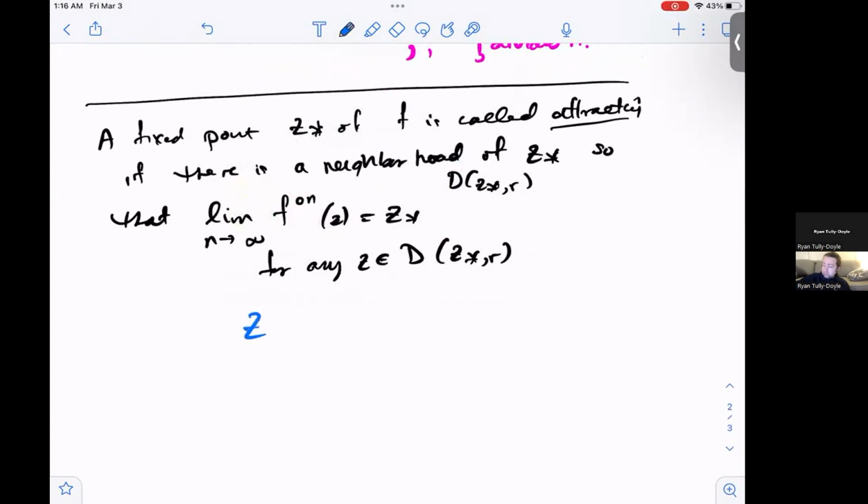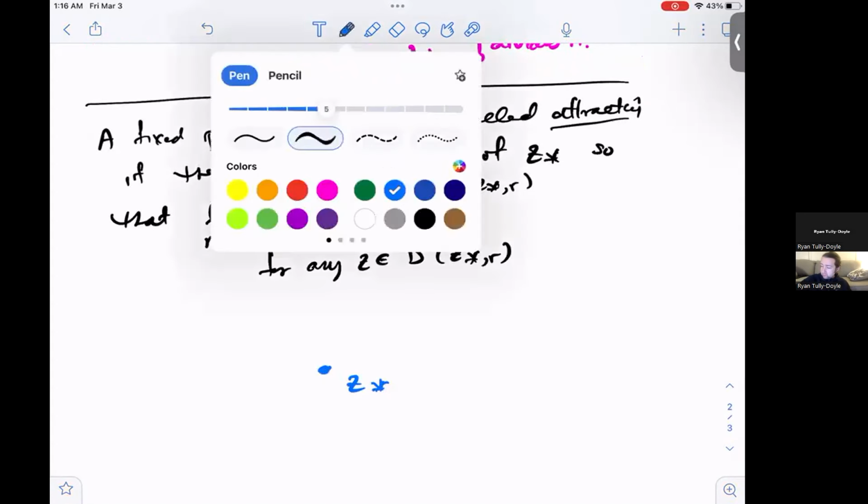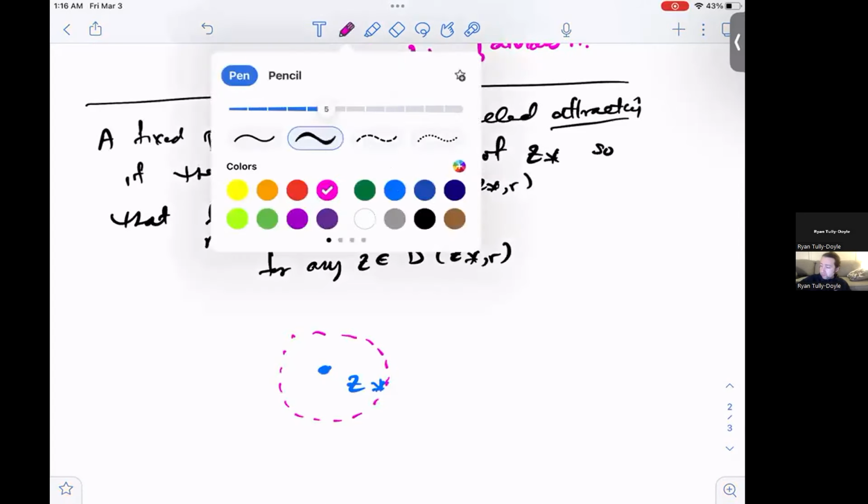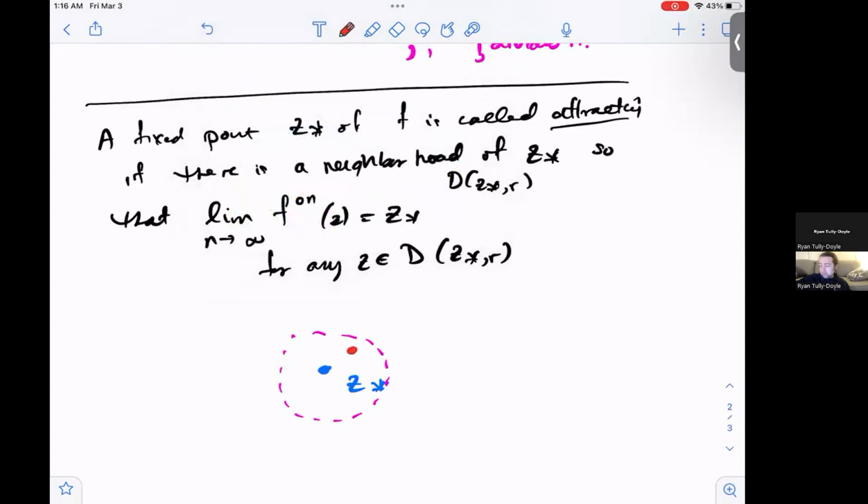So the picture of this definition is that we have a point z star floating around. So here's z star, and I can find some disk around it that has the property that if I pick any other point inside here and I start calculating its orbit under f, so if I start at z naught and I move over here to z1 and down here to z2 and over here to z3 and so on, the idea is that it's being pulled into the fixed point. So if I can find a neighborhood where everything in the neighborhood gets sucked in, that's called an attracting fixed point.